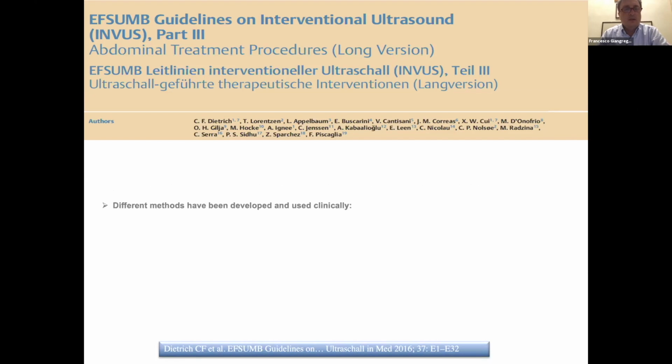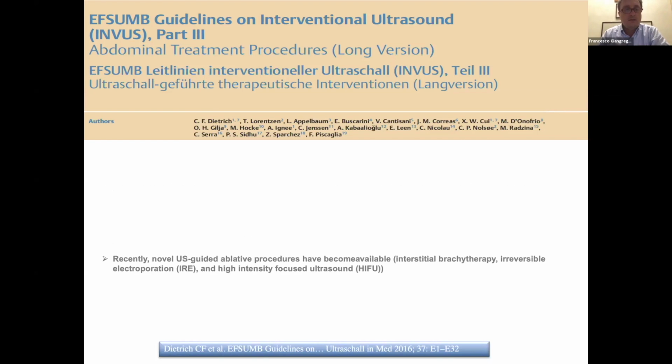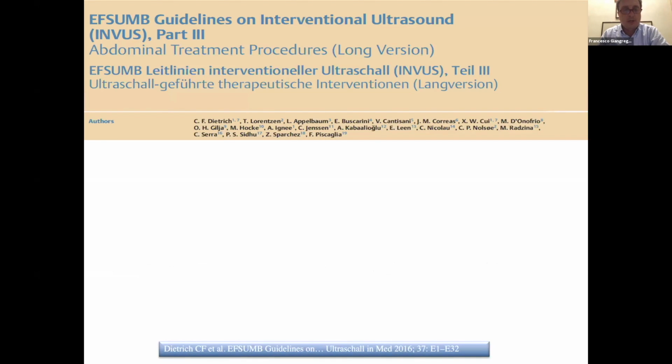We know that there are different methods developed and used clinically, like the old percutaneous ethanol injection, the thermal ablative procedures like radiofrequency thermal ablation, microwaves, and laser ablation, and recently new types of procedures like HIFU or electroporation.